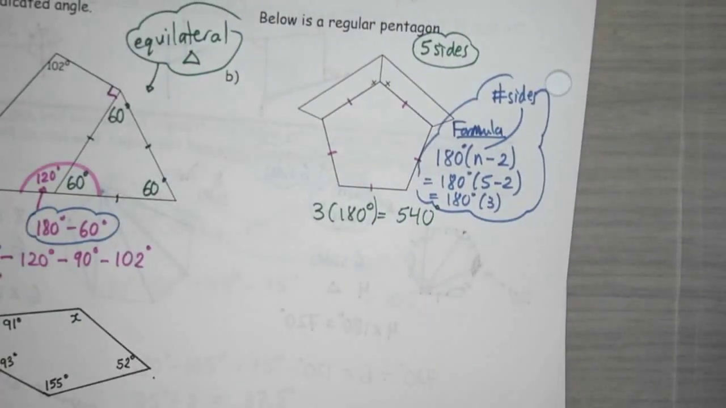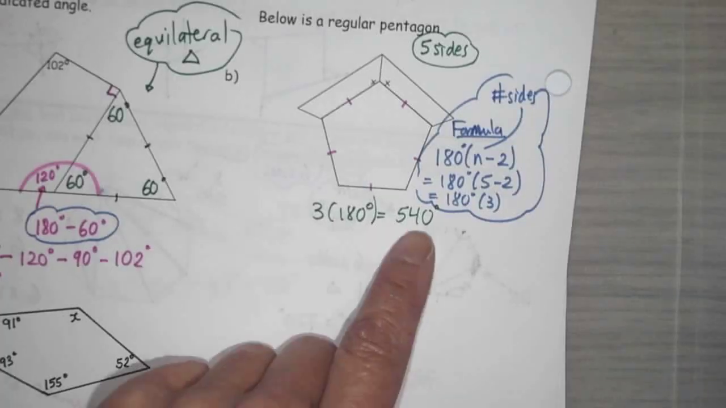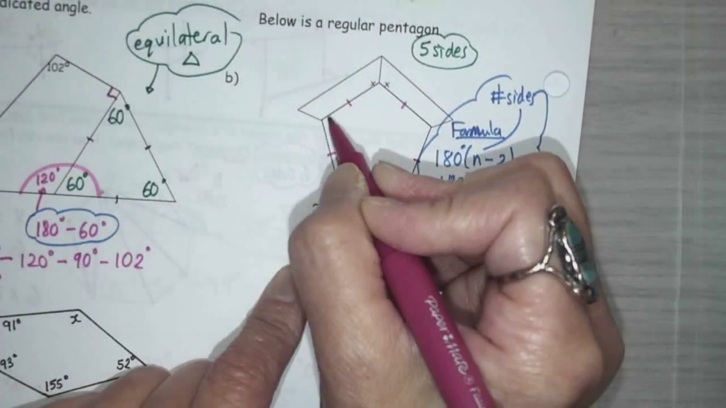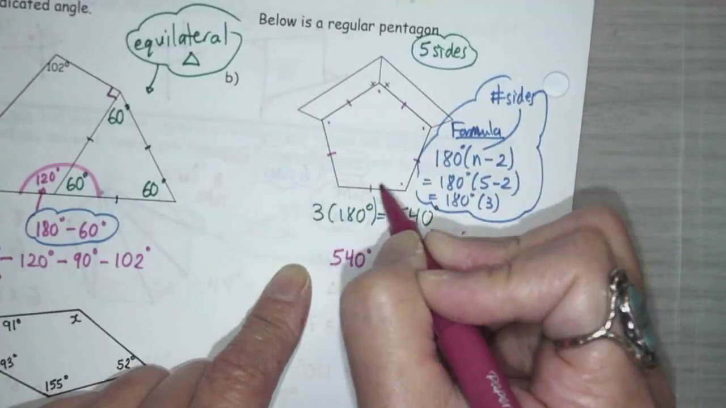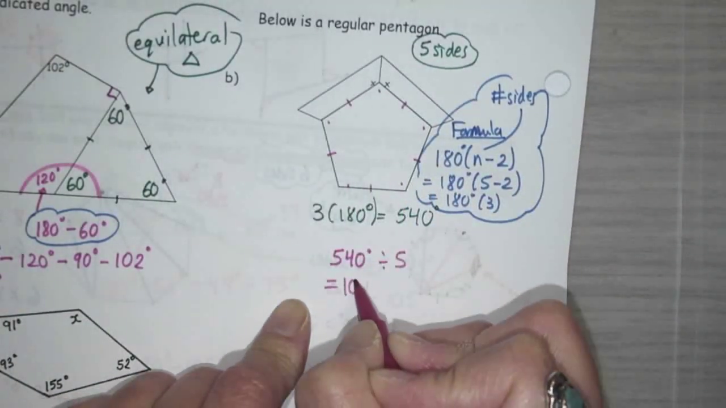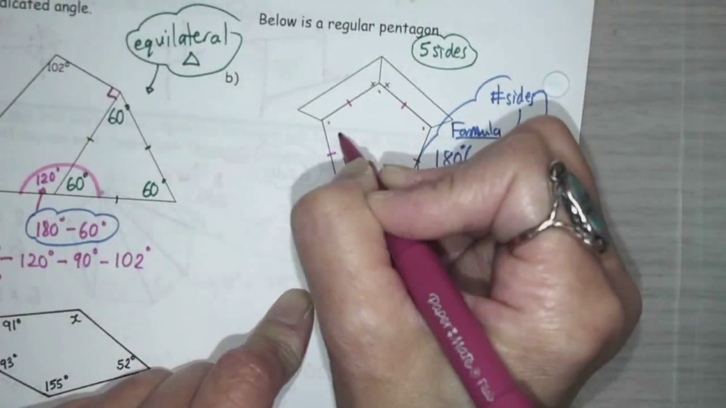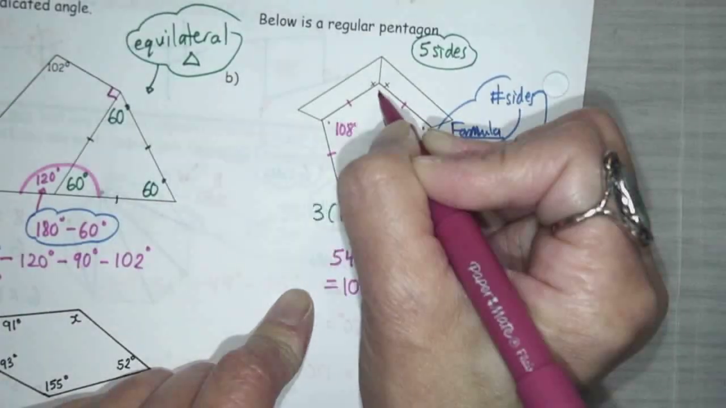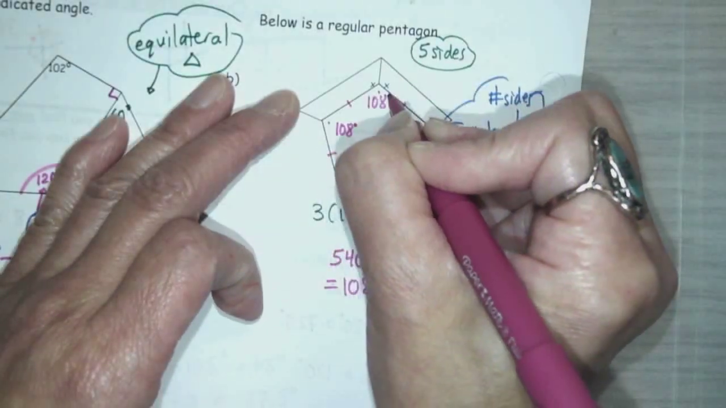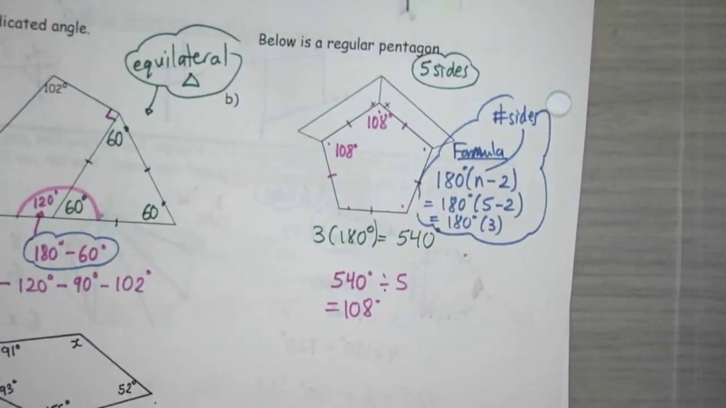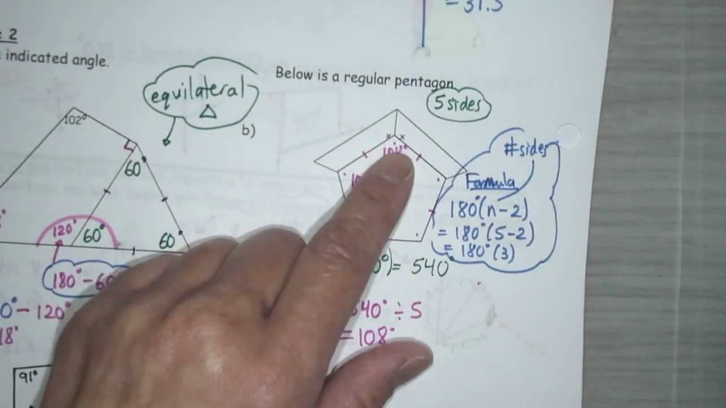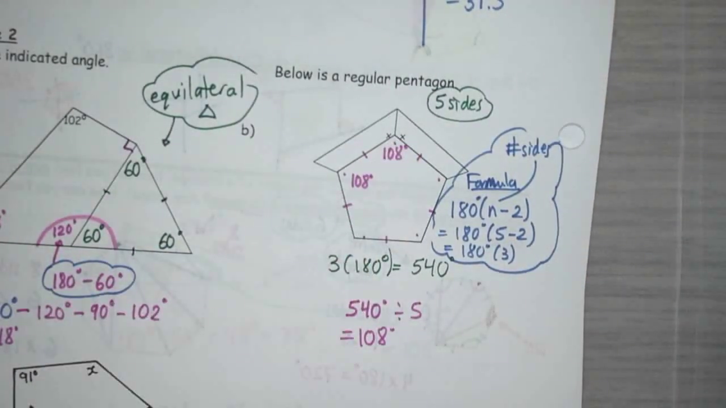That gets me 540. Because I told you it's regular, then you can divide it evenly. 5 corners, 1, 2, 3, 4, 5. So divided by 5, and that gets me 108. So I know that each of these is 108. Fill in the one closer to your x's, so this will be 108 degrees.